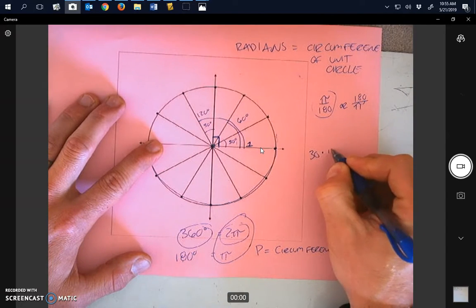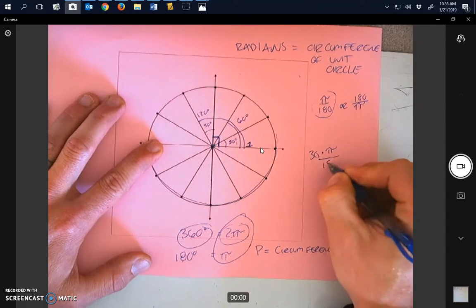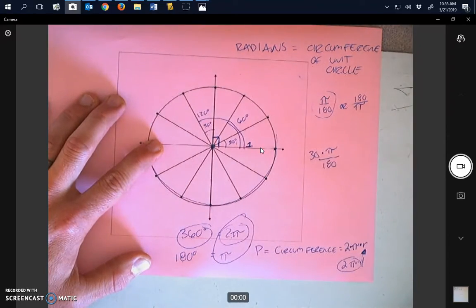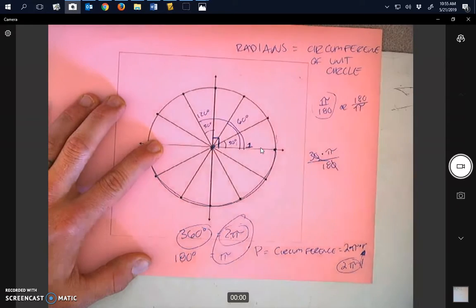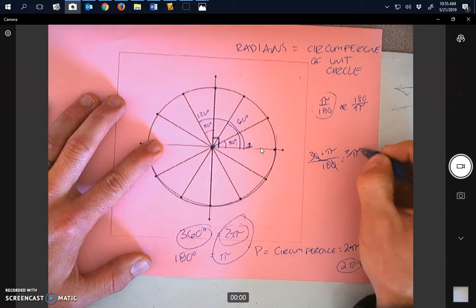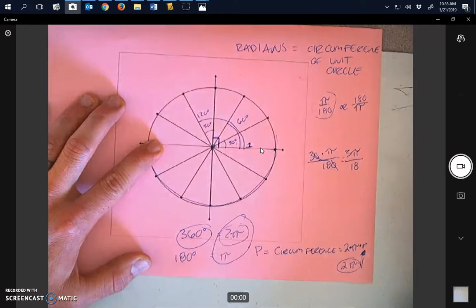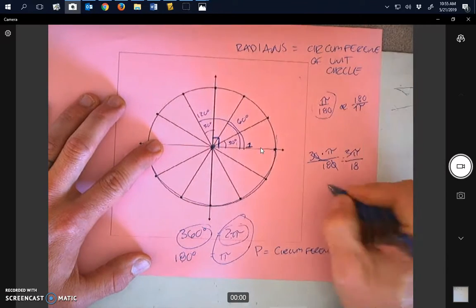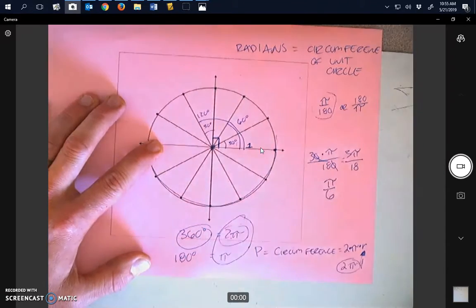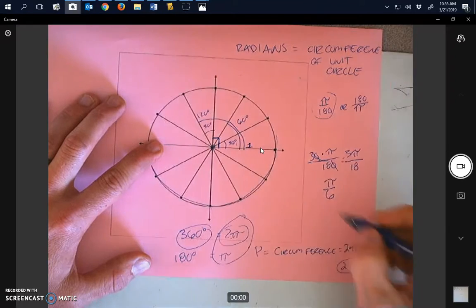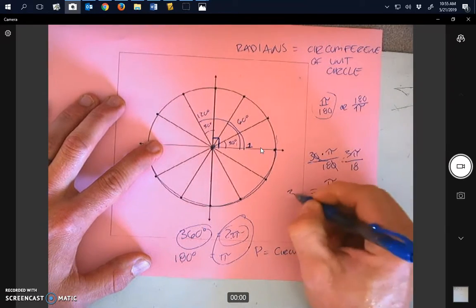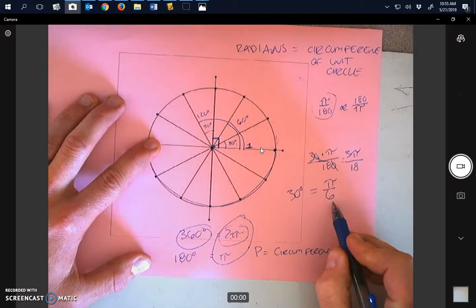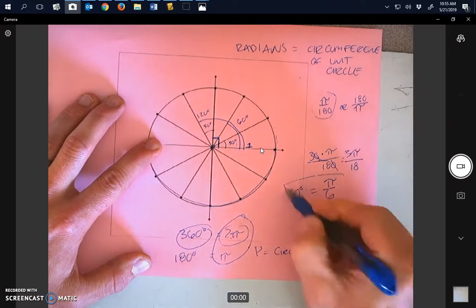So 30 pi over 180. And we can make that a big fraction. We can cross off these zeros, so we get 3 pi over 18. And 3 and 18 can both be divided by 3, so we get pi over 6. So the radians of 30 degrees is equal to pi over 6.